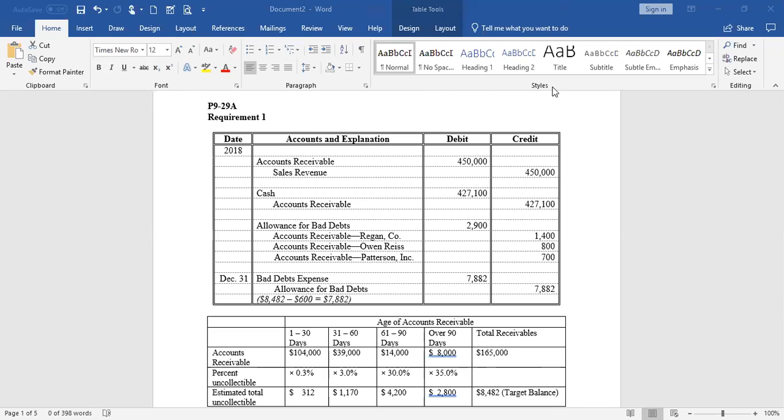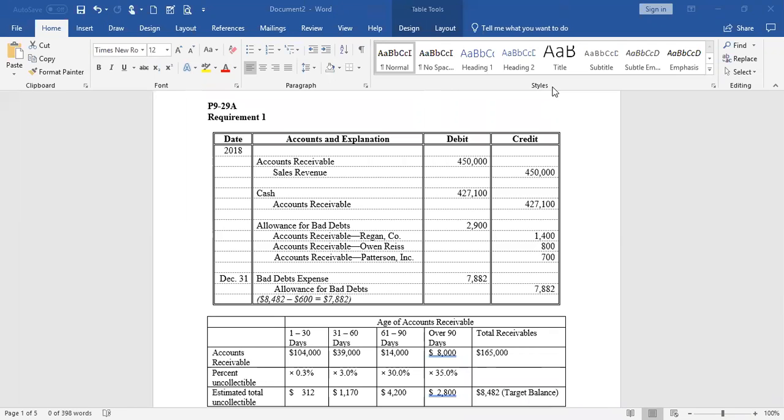Then we say, based on past history, what percentage of each age group don't we expect to collect? Based on this company's experience, 0.3%, so not even 1%, are considered uncollectible. So be careful of that in your calculator. That's 0.003. 3% of 31 to 60 days old usually become uncollectible, 30% of the 61 to 90, and 35% of the over 90 days. Now remember, the company comes up with those percentages based on their history, their actual experience. So you'll always be given that.